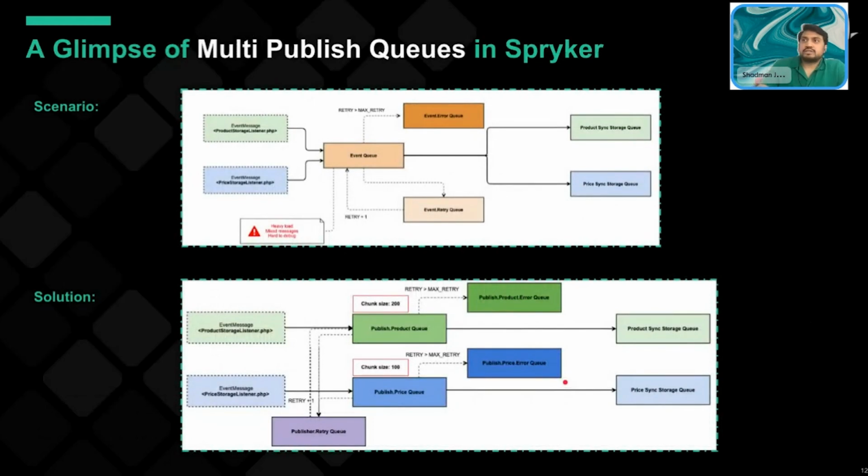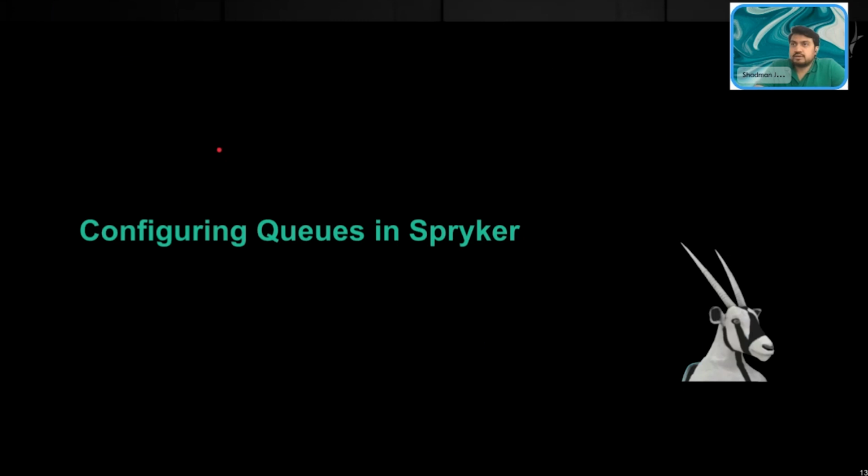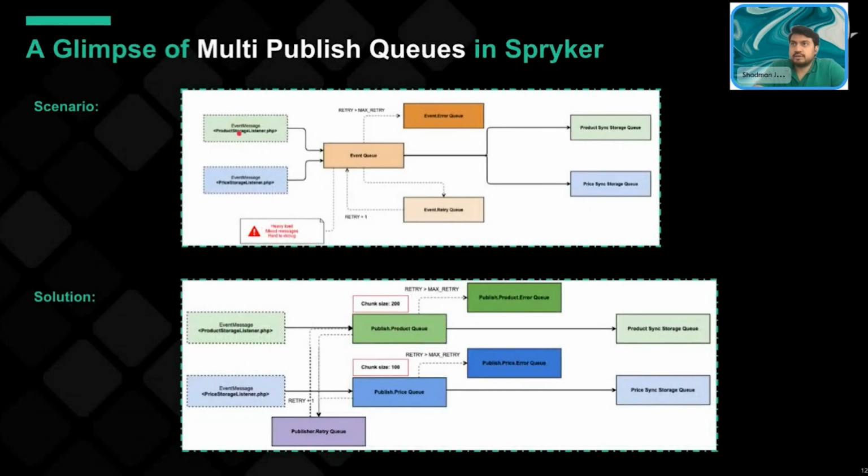Okay, so this is actually a diagram. By this, we can easily understand how things are working over here. In this scenario, we have product and we have prices. We have just one queue, and an error queue and a retry queue we actually provide with every queue in Spryker. So this is something you can understand.